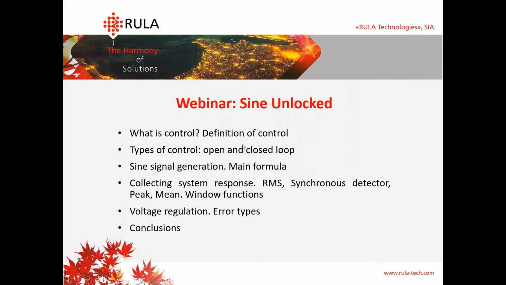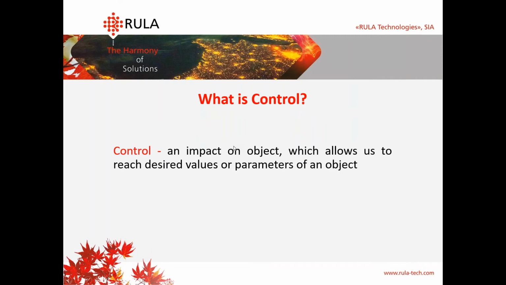Now, let's start with the basics. In engineering and mathematics, control theory deals with the behavior of dynamical systems. The main definition in control theory is called control. As you see on the slide, control is such an impact on an object which allows us to reach desired values or parameters of some kind of an object.